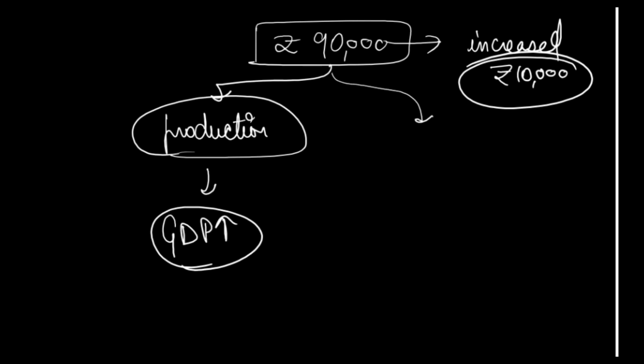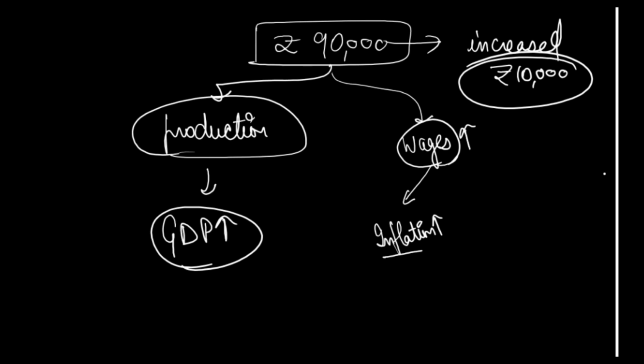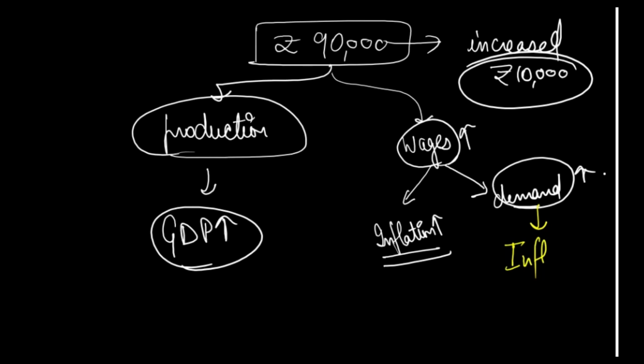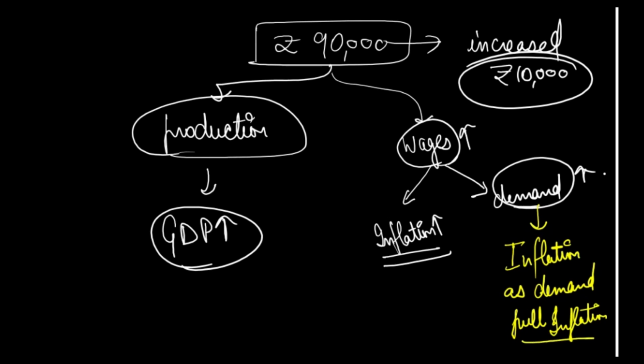With increased wages of the public or of the labor will increase the inflation as cost push inflation, and it will increase the demand in the economy. This will result in the inflation as demand pull inflation. So let's make a summary chart.